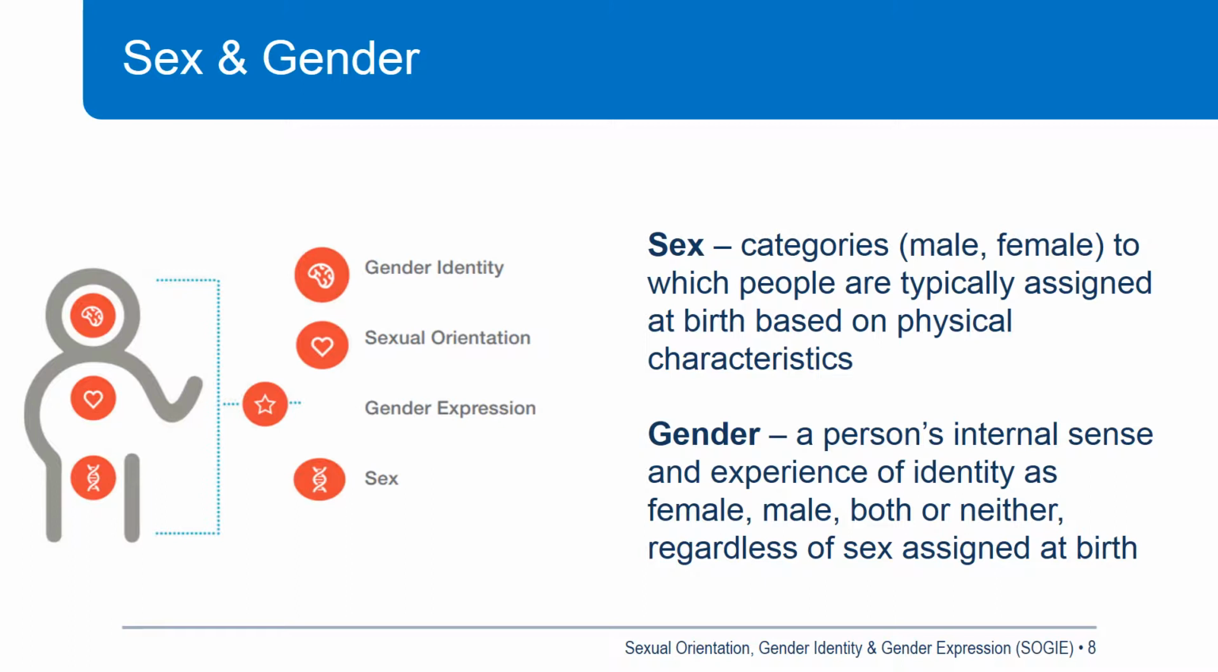Gender is a person's internal sense and experience of identity as female, male, both or neither, regardless of sex assigned at birth. Our gender is personal to us, no matter what our sex assigned at birth. Generally, this aligns with cultural expectations of what it is to be masculine and feminine. And this is reflected all around us, in the media, in our families, roles that people play, and in jobs.